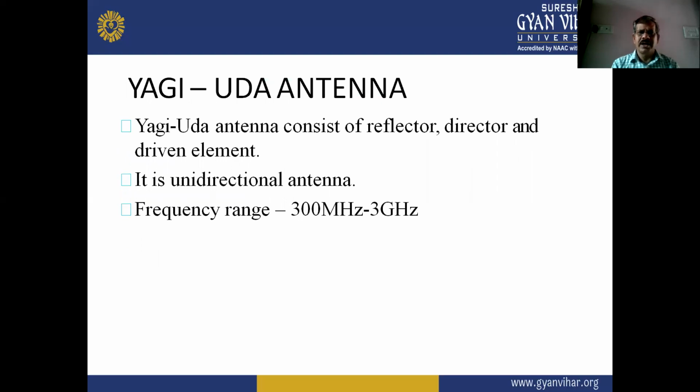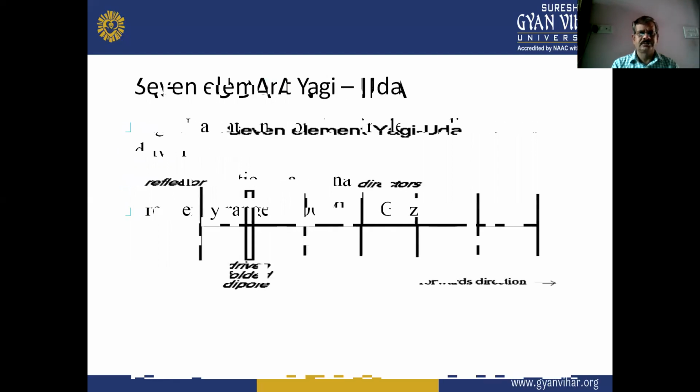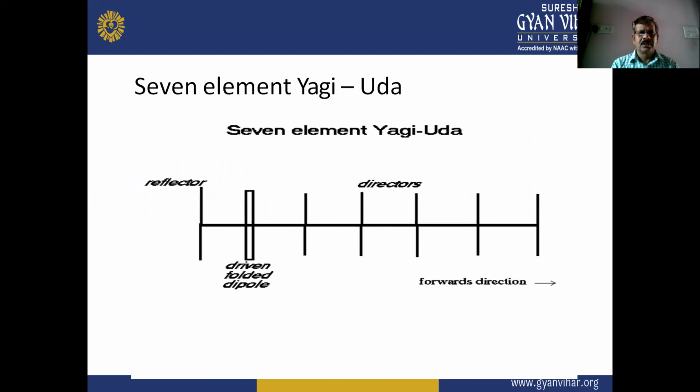What is Yagi-Uda antenna? Yagi-Uda antenna consists of reflector, director, and driven elements. So it is a unidirectional antenna, and the frequency range of the Yagi-Uda antenna is 300 megahertz to 3 gigahertz. Here is the 7 element Yagi-Uda antenna diagram. So here in the 7 element Yagi-Uda, there is a reflector, driven, folded dipole, and also directors.